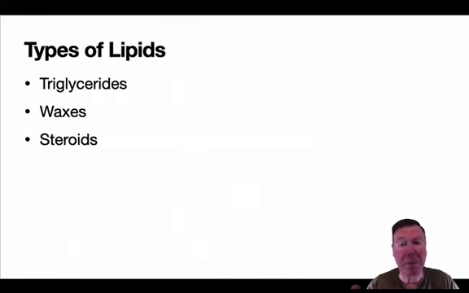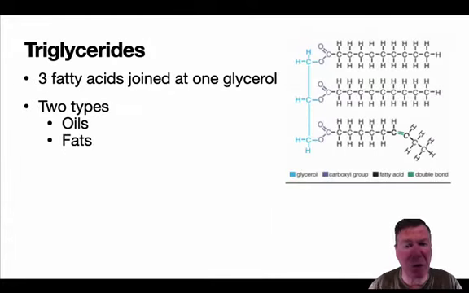There are different types of lipids: triglycerides, waxes, and oils. I'm going to talk about each one of those. Talking about triglycerides first. A triglyceride is 3 fatty acids joined to 1 glycerol.